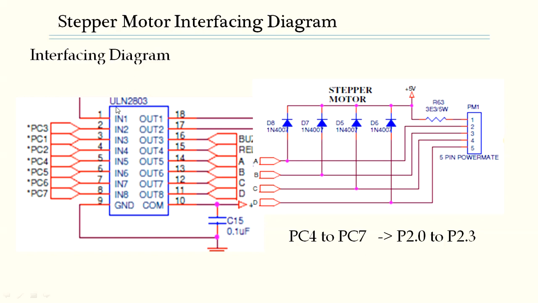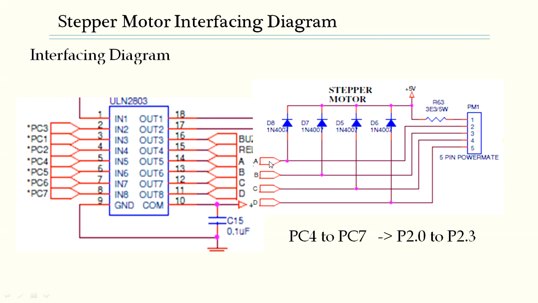As usual, we'll be using the ULN 2803 high current, high voltage driver IC, wherein the output from the LPC1768 pins, that is P2.0 to 2.3, are connected to your coil inputs as A, B, C and D. That comes from PC4, 5, 6 and 7. Through this driver IC, it goes to the output, that is A, B and C.